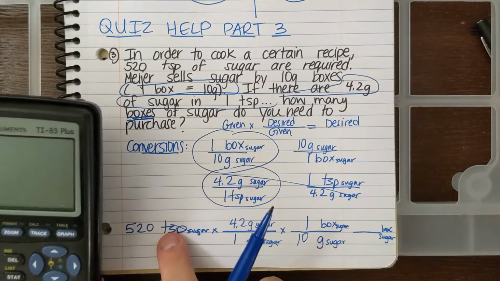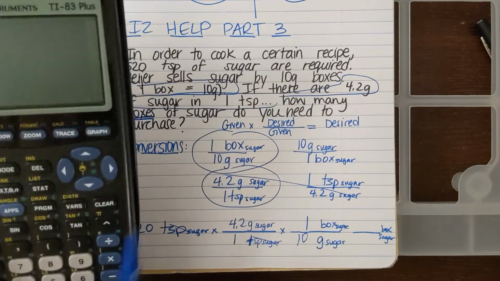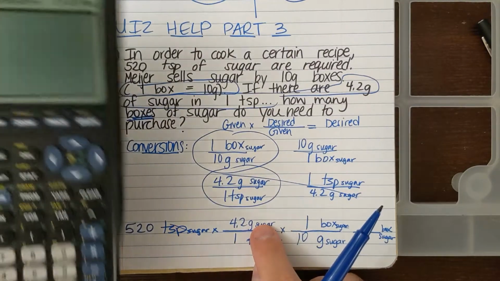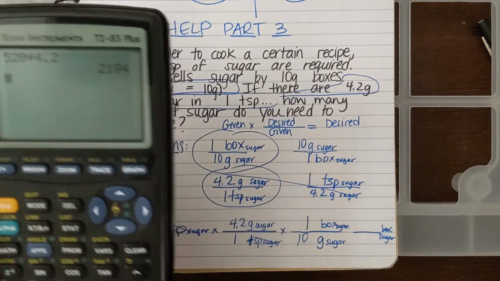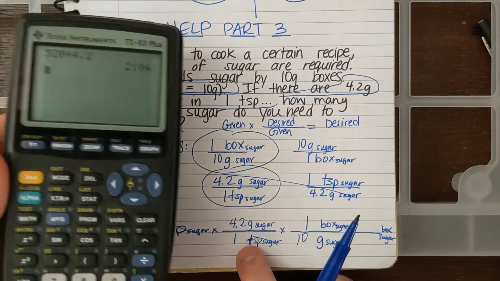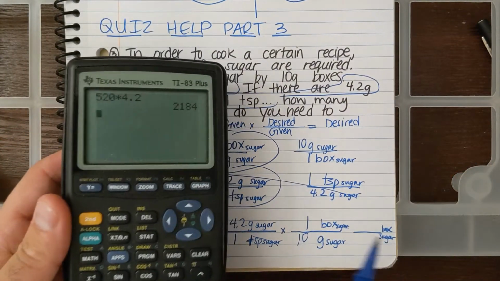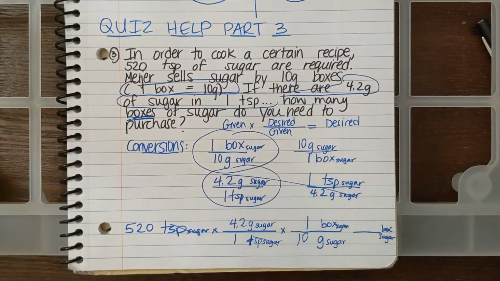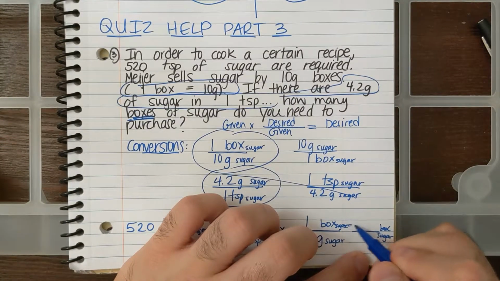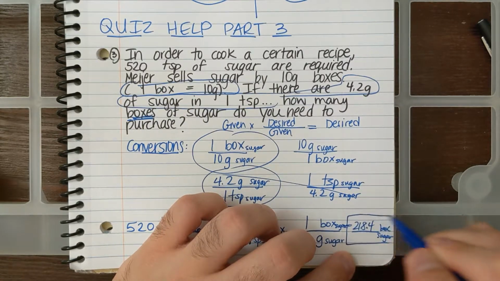520 teaspoons times 4.2 grams over 1, so 520 teaspoons times 4.2 divided by 1. And then I'll do times 1 divided by 10. Divided by 10. And I need 218.4 boxes of sugar.